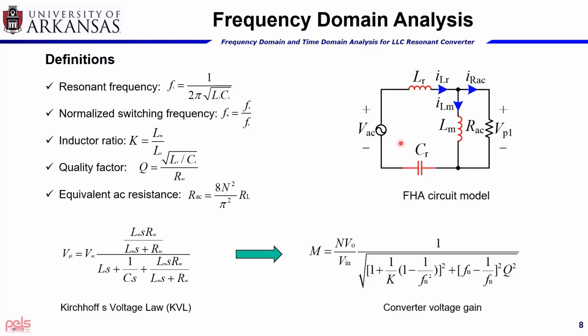So how can we derive the voltage gain for an LLC resonant converter? If we look at the equivalent circuit model, the output voltage is across this resistor. Based on KVL, we can write this equation using the impedance of this branch and the voltage divider law. Finally, we can get the voltage gain of the LLC resonant converter as shown on the right side.